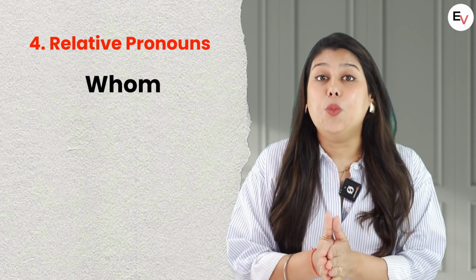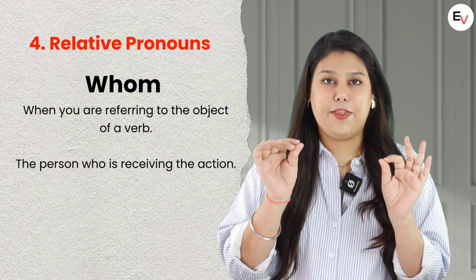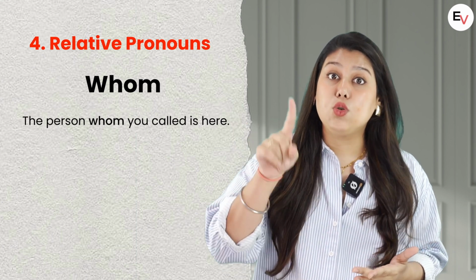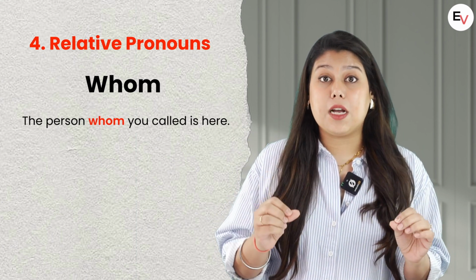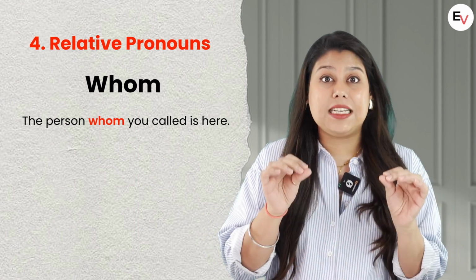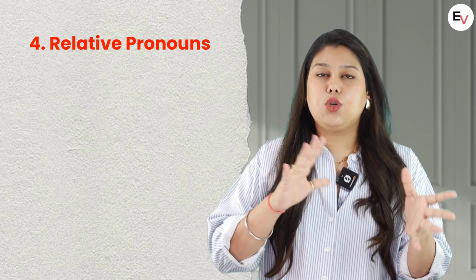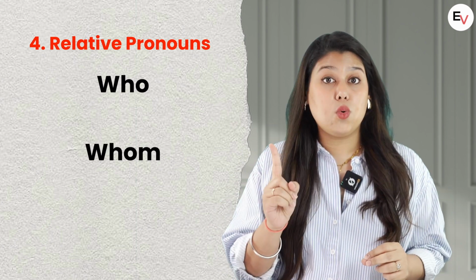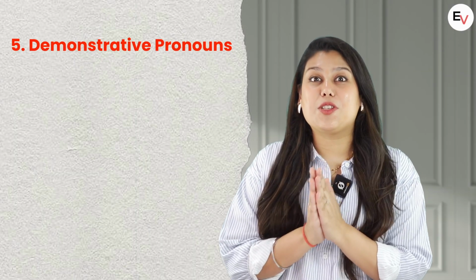Moving on to whom. Now whom is used when you are referring to the object of a verb, the person who is receiving the action. For instance, the person whom you called is here. So over here in this sentence, whom refers to the person who is receiving the action. He is the object of a verb. And there is one more thing. People usually confuse who with whom. Always remember that who is the subject and whom is the object. Moving on to demonstrative pronouns.